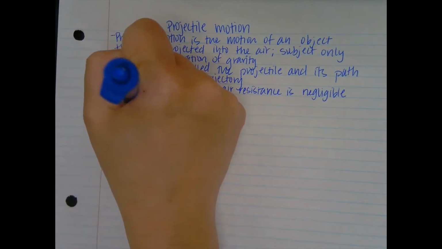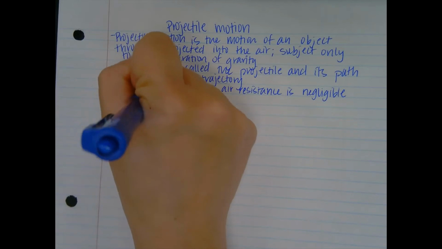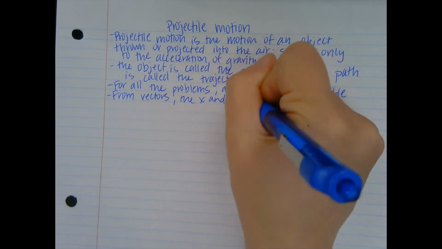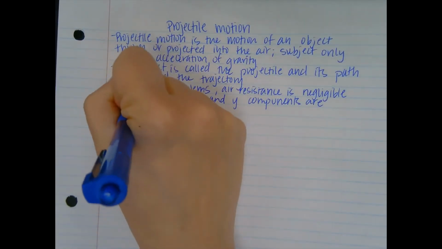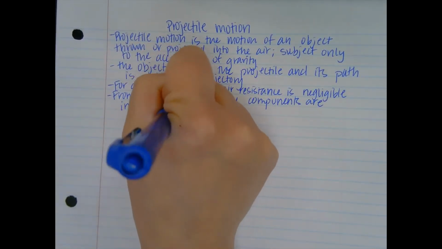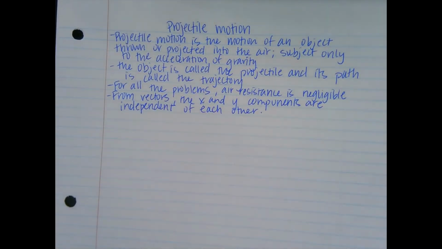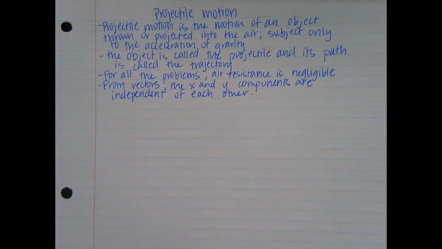And as a reminder from vectors, the X and the Y components are independent from each other. So we're going to be looking at this motion vertically and this motion horizontally. So we're going to draw a little picture, we're going to label some stuff, we're going to list out and define our variables, and then look at what equations we're going to use.